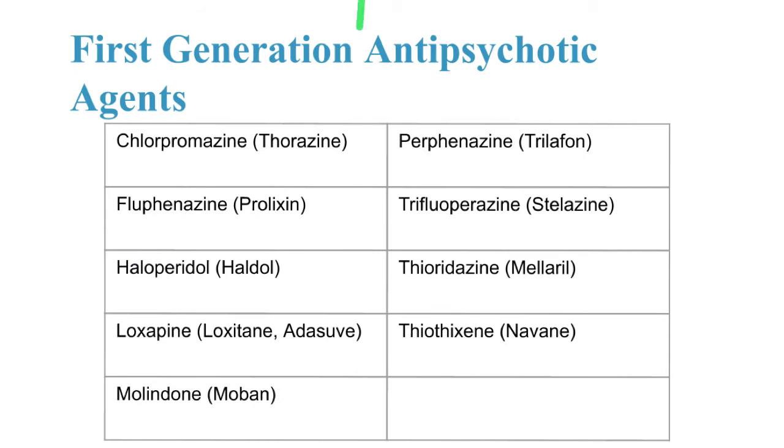First-generation antipsychotic agents are often referred to as typical antipsychotics, and I've listed them here. On the whole, these medications are very old, but there are newer versions and newer dosage forms that we can use that have better tolerability.